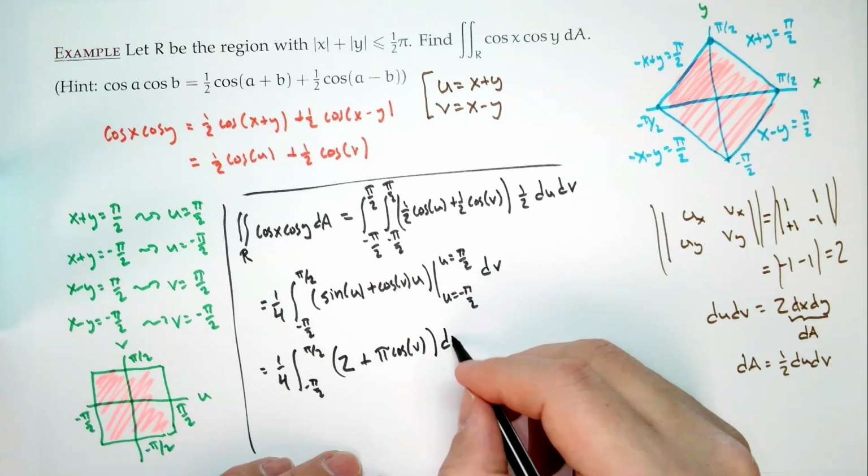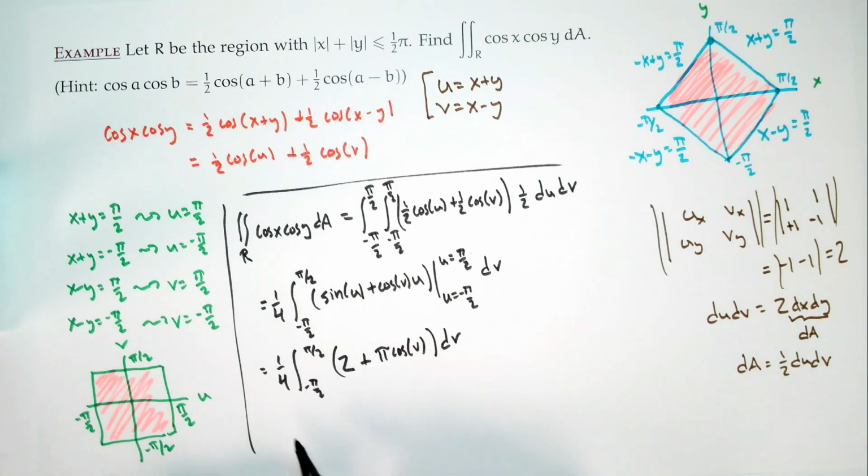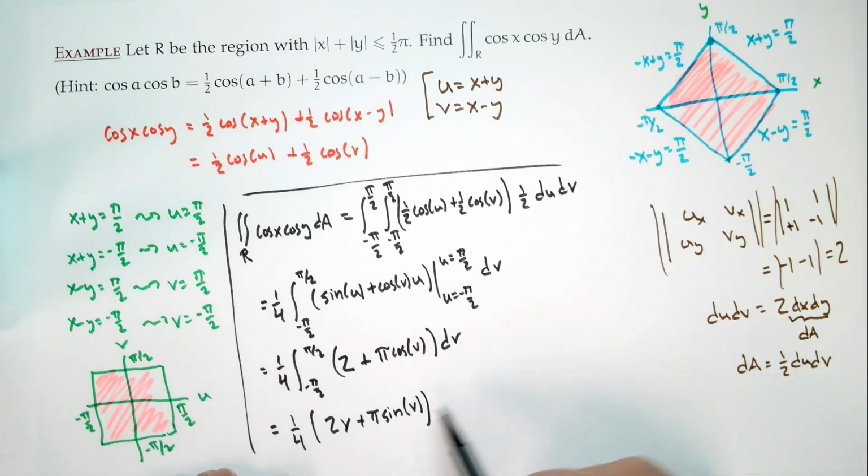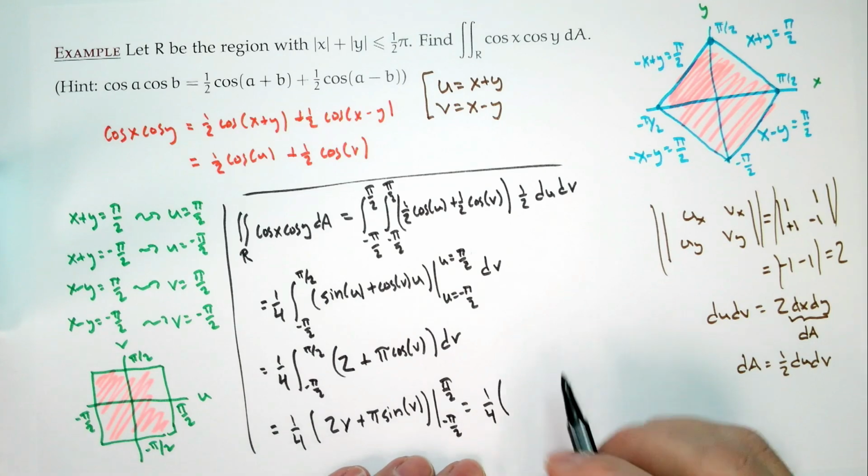All right, we're integrating that with respect to v. So what do we get? Well, this is 1/4. And now the integral becomes 2 times v plus pi sine of v, because that's the antiderivative of cosine. And we're going from negative pi halves to positive pi halves. Well, when we plug in pi halves, we'll get pi. And then when we plug in negative pi halves, we'll get negative pi. So when we put those two together, pi subtract negative pi will give us 2 pi.